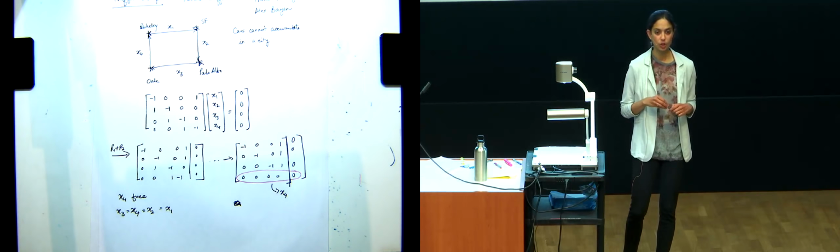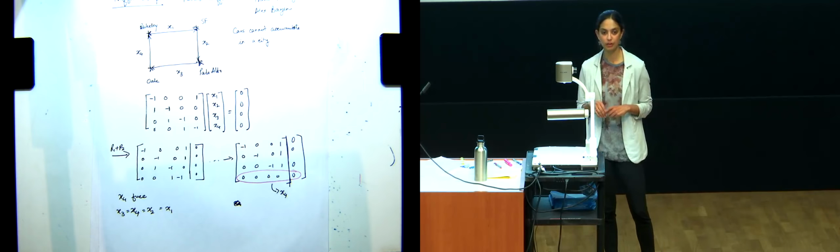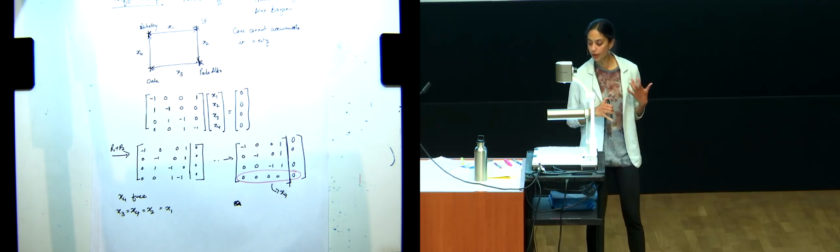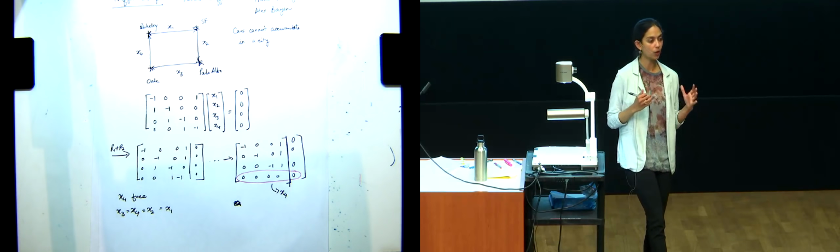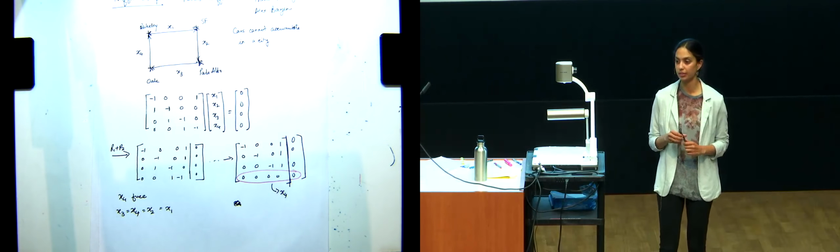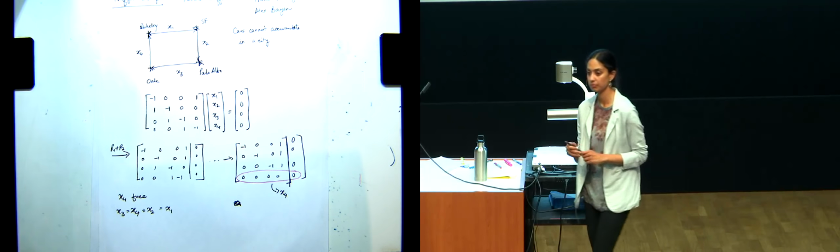Okay, how many people are done? Everyone's done, right? Does someone want to tell me how they can write all possible flows as a vector space? Anyone want to volunteer? Yeah. The span of 1, 1, 1, 1.